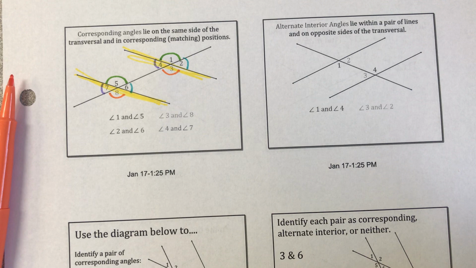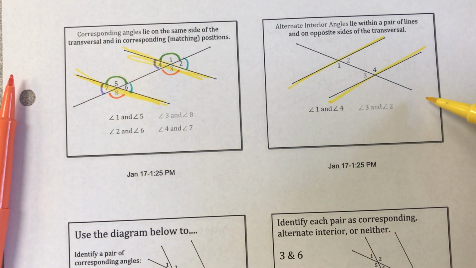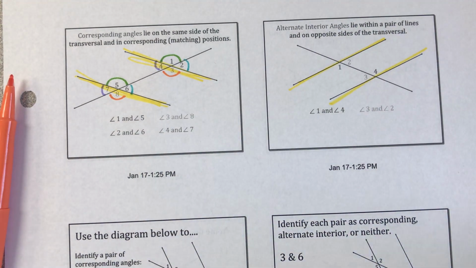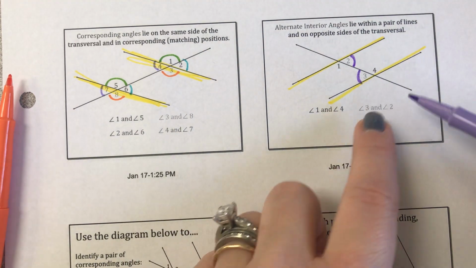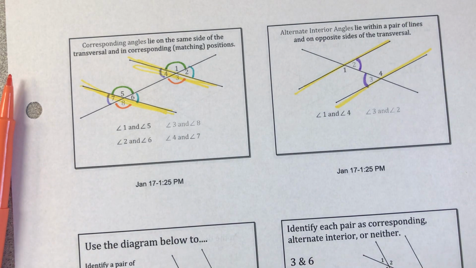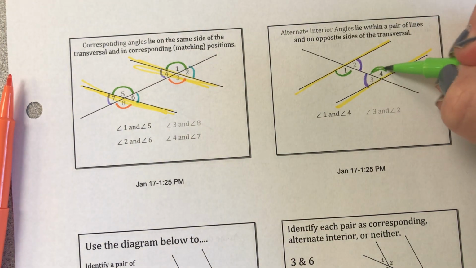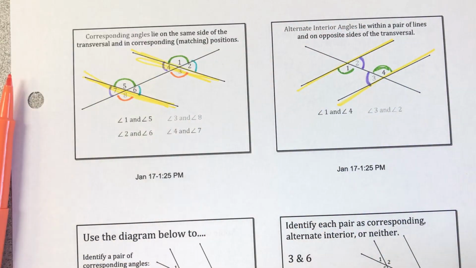And then we have what are called alternate interior angles. Alternate interior angles lie within a pair of lines and on opposite sides of the transversal. So let me go ahead and highlight. Remember, these are our parallel lines that our transversal comes through and cuts them. And so alternate interior would be like 3 and 2. Do y'all see how they're on opposite sides of the transversal? And 1 and 4. So those are our two pairs of alternate interior angles.